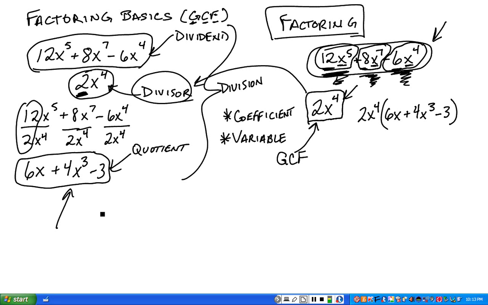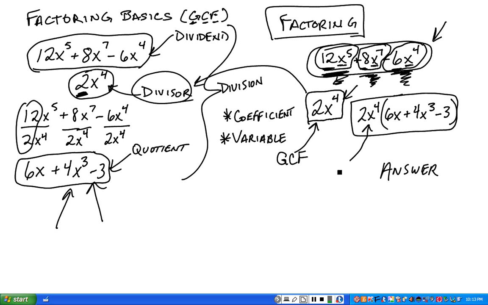So notice what we got for our quotient: we're actually writing it as multiplication with our GCF. We have our GCF, and then in parentheses what would be left if we factored out our GCF from the initial polynomial. So this would actually be our answer, where this is the GCF and this is what's left.